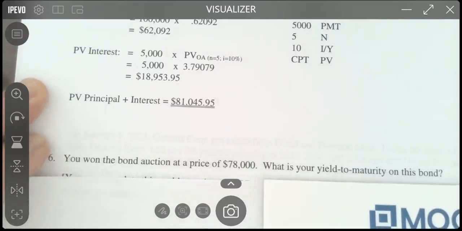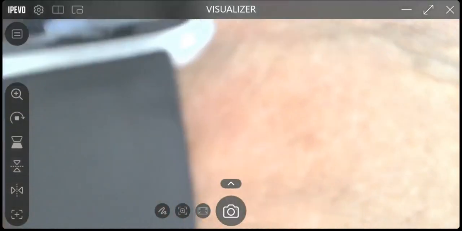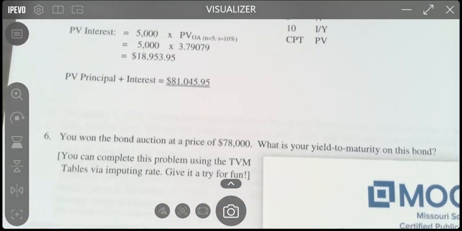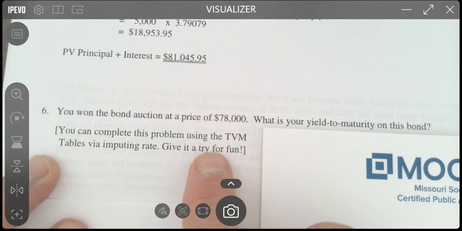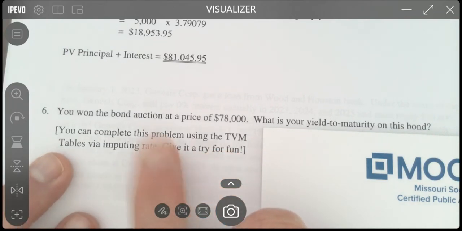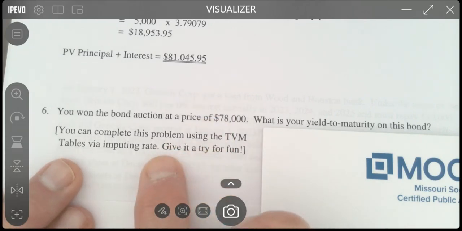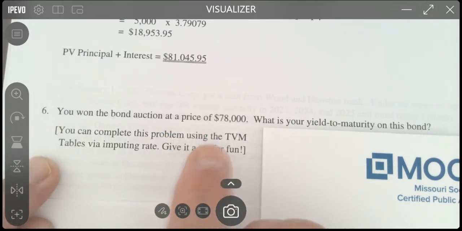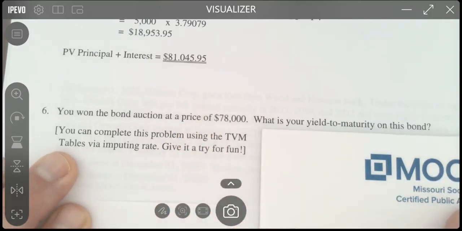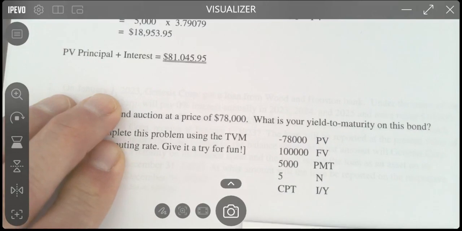This is one where you can do this with the tables, but it's not easy. So I wrote you a little note, and then we'll use the technologies for this one. The note says you could complete this problem using TVM tables via imputing R. Give it a try for fun. You'll see you have to work out a relationship between the values. We'll try it in class, but it's very easy to do with technology.